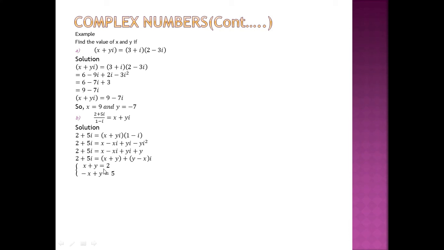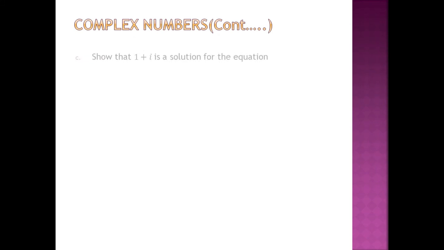x plus iy is equal to 2. This is the real part and this is the real part. And then we take the imaginary part, which is negative x plus y, as you can see, is equal to 5. This is the imaginary part. Then we solve the simultaneous equations as normal. When we add these two equations, x and negative x cancel each other, then we have 2y is equal to 7, so y is equal to 7 over 2, and x is equal to negative 3 over 2. That's very simple like that.